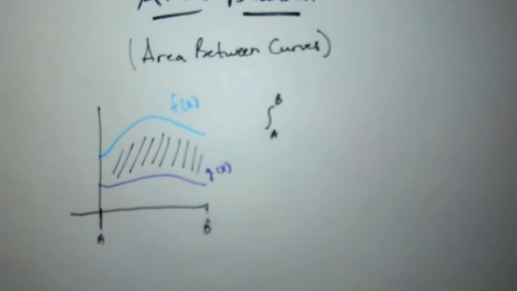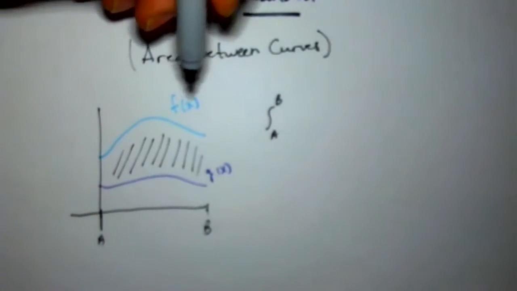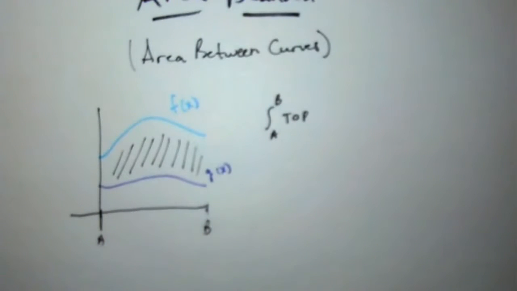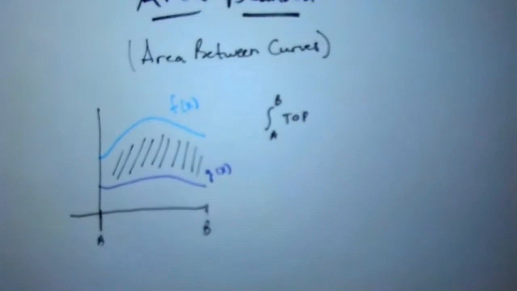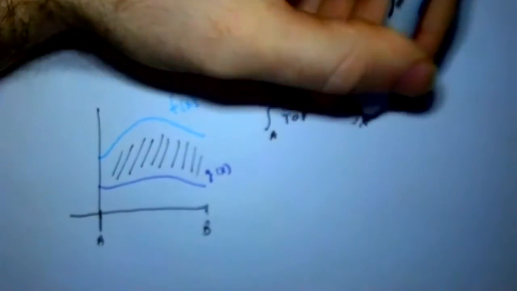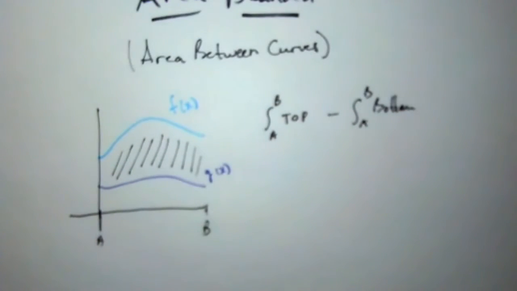Now, I'm going to word this a little differently. Instead of calling this f of x, because these letters could change at any time, we're going to say the top curve, whatever that one is, because it could be called whatever. So it's going to be the integral with your bounds of the top curve minus the integral with your bounds of the bottom curve. In this case, top was f and bottom was g. That could always change. Does that idea make sense? Not that bad, right?